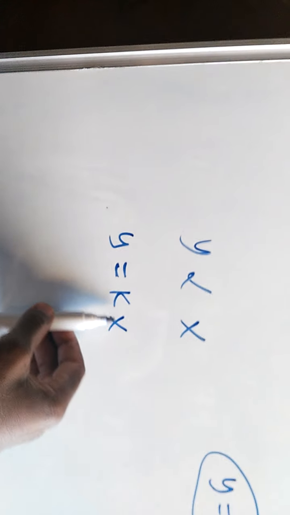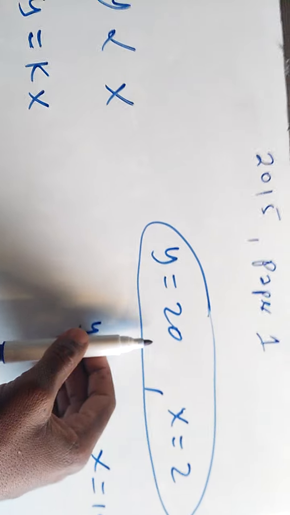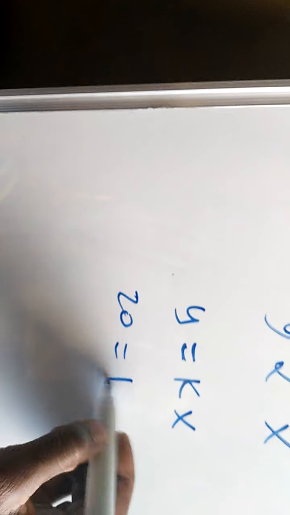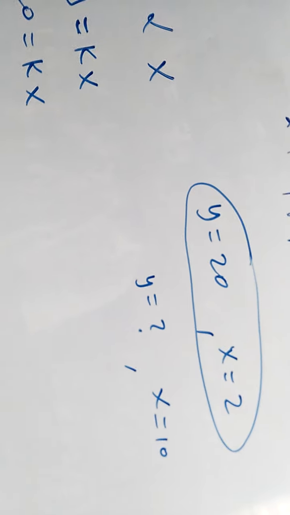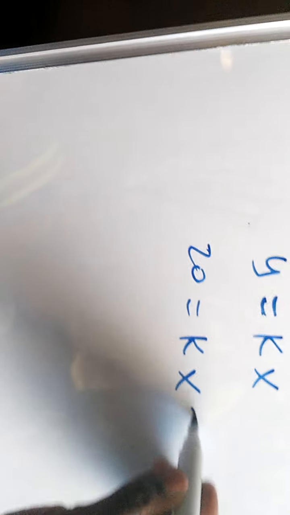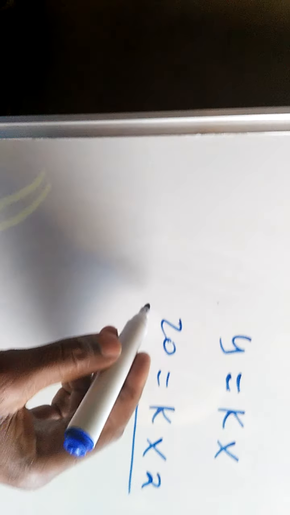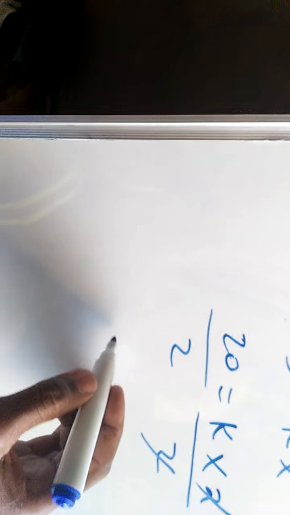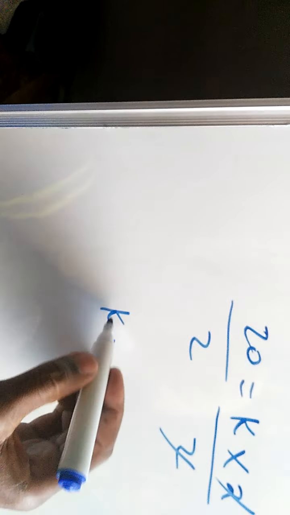The value of k here. We have y, we have x. We need to find k. We have the value of y, we need the value of k. So we just say if y is 20, our k is multiplying x, which is 2. Therefore, our k, our constant, is equal to 10.